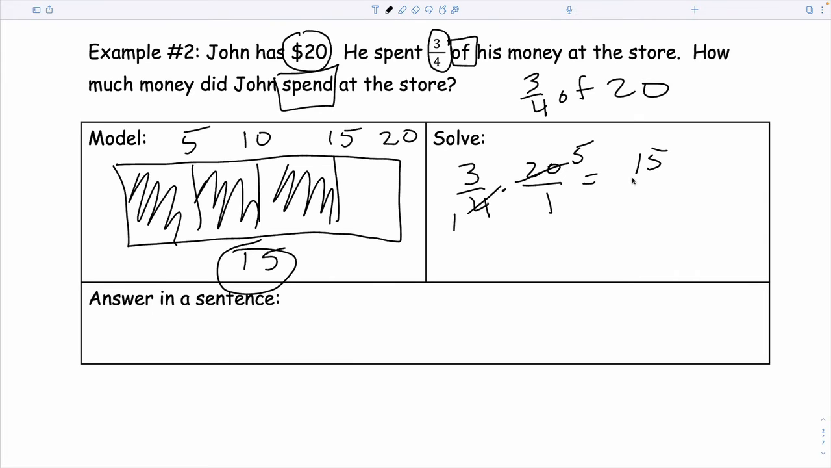Pay attention, please. If you're just doing something to be silly, it'll be counted as off task. 15 over 1 is 15. So as a sentence, this is $15 spent, or he spent $15.